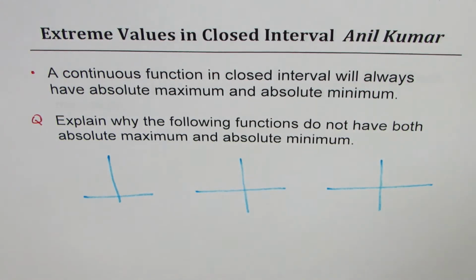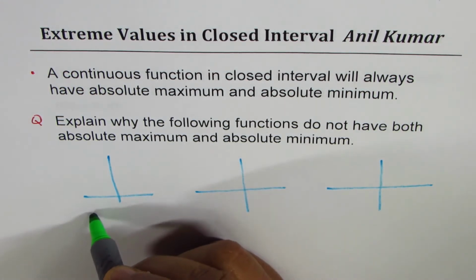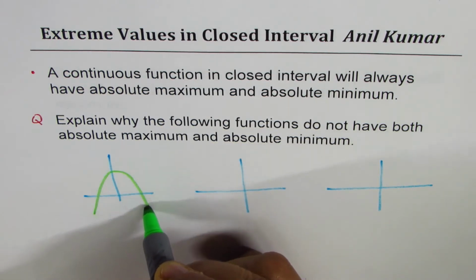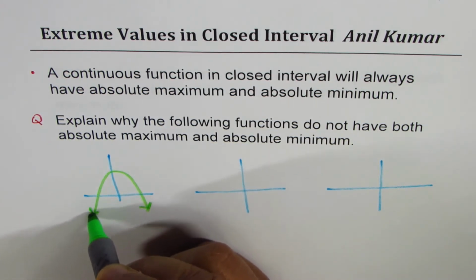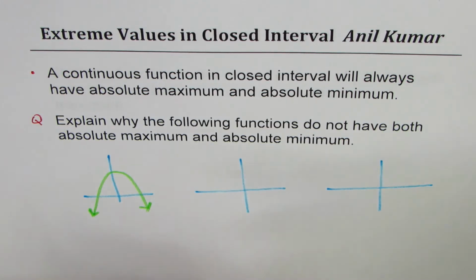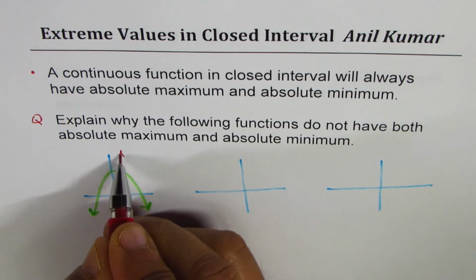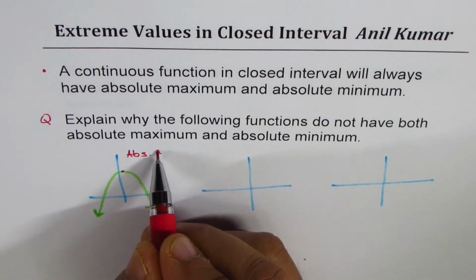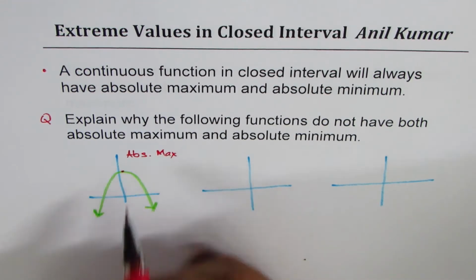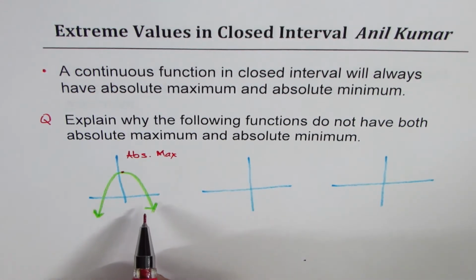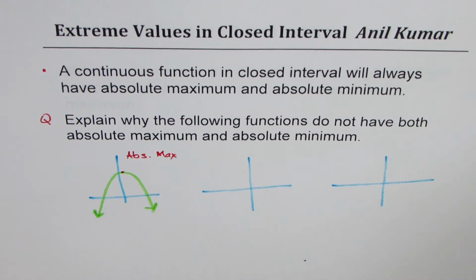Okay, so let's begin with a very simple example. Let's say we have a parabola kind of like this. As you can see, we do have an absolute maximum in this case. However, we do not have an absolute minimum. You need to figure out why is it so. Why do we have only absolute maximum but not absolute minimum?